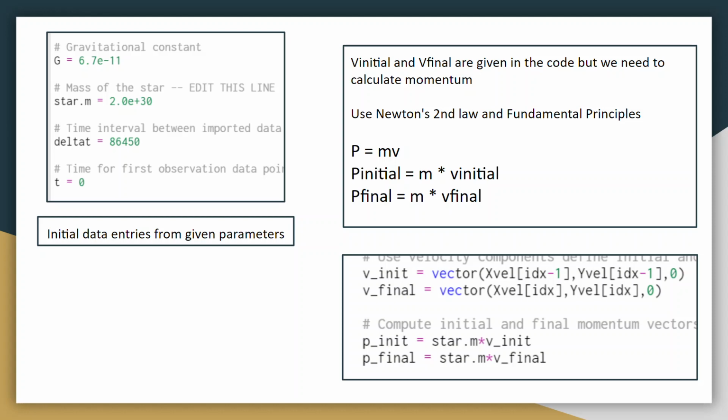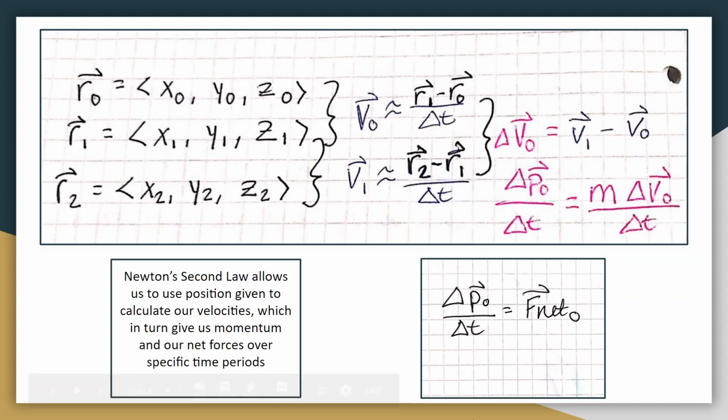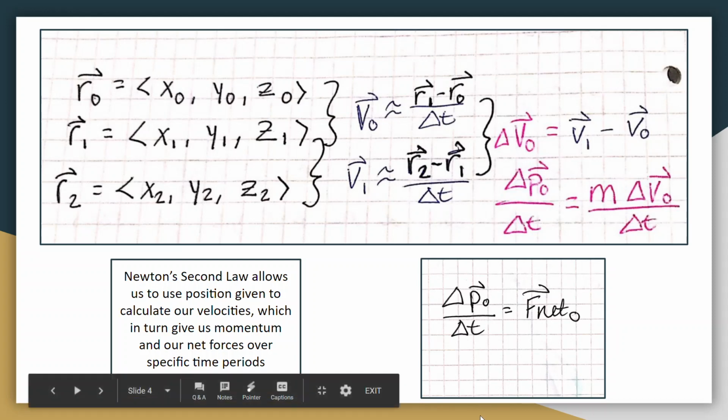Here you see I used the momentum formula to get my initial momentum and final momentum, which I then put in my code below. Like I said earlier, this is different from previous labs because this is how our code is actually set up to be finding the change in momentum over the change in time based on the given position data, based on Newton's second law.